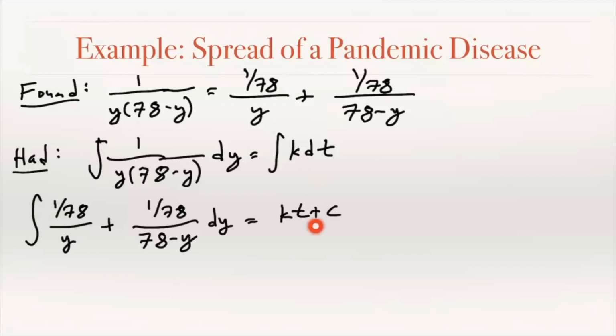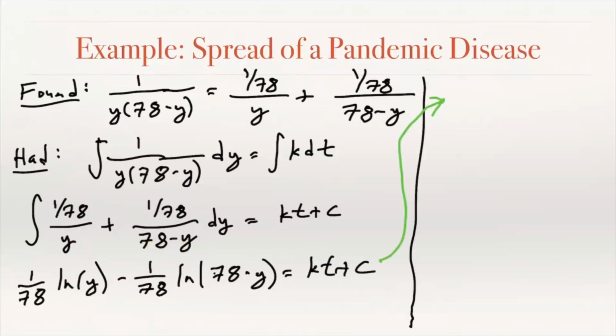The right-hand side was kt plus c. Now the integral of 1 over y is ln y, and the 1 over 78 hangs out. And the integral of 1 over (78 minus y) is negative ln of (78 minus y). And that constant hangs out.